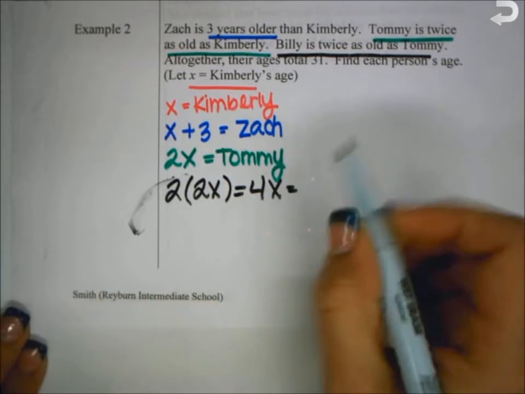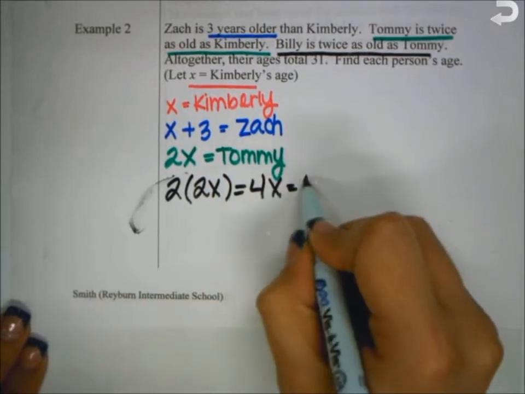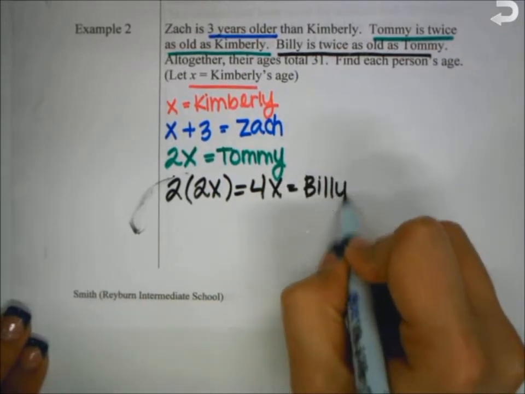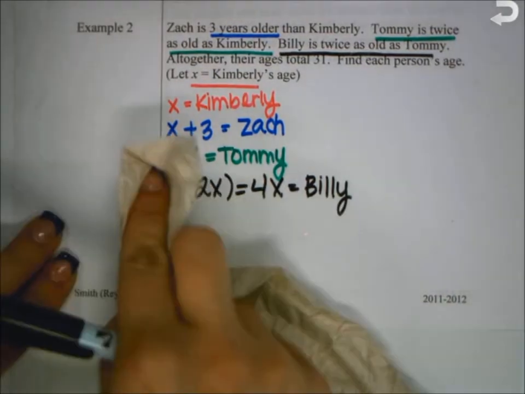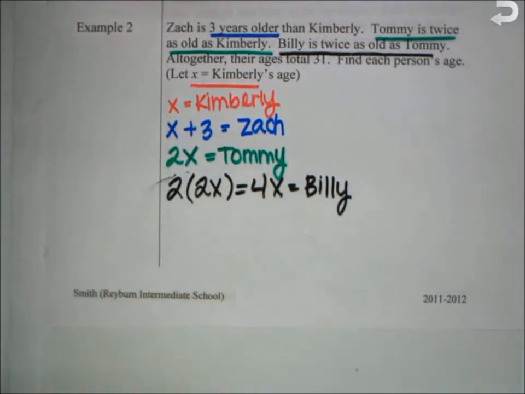Can I just put 4x? You can just put 4x, but I want to write 2 times 2x so that we know how we got 4x. Okay?